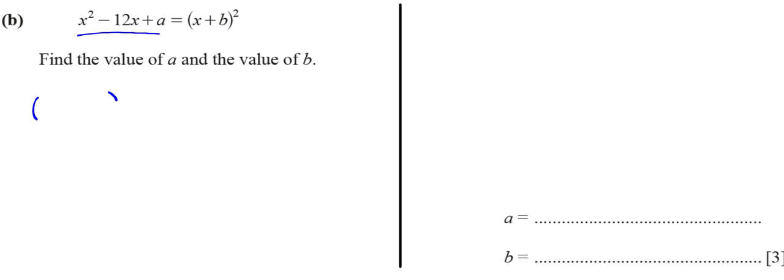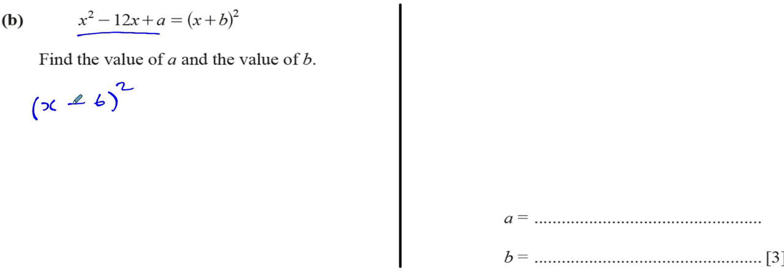So I'm going to draw a square bracket. I'm not going to write x squared, I'm going to write x. If there's a minus sign, I'll write a minus sign. And then I need to take a half of this number, which is the coefficient of x, which is 12, so half is 6. And I leave that over there.